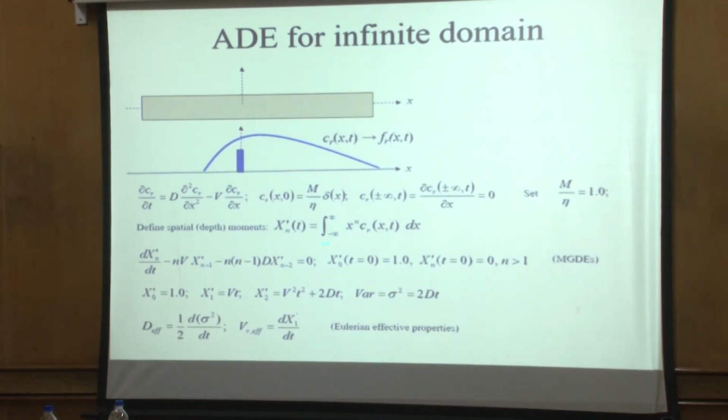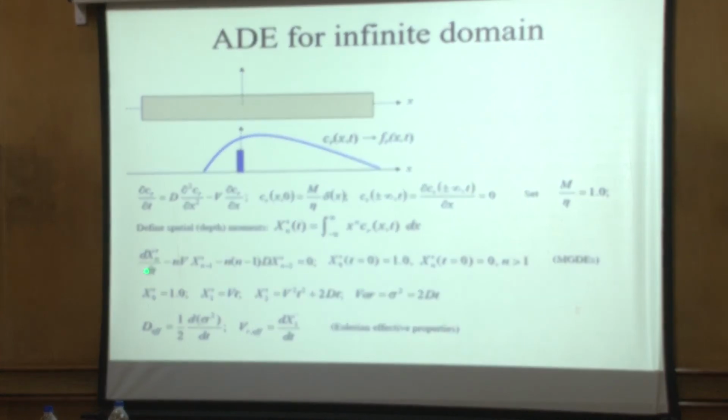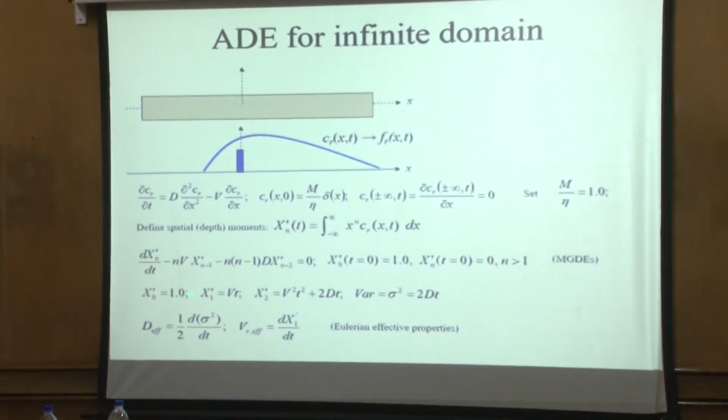X sub 0 is basically known from this. I substitute x sub 1, solve for it, then I go to n equals 2, by then I'll have solved for n equals 1, so I'll have the lower order moments. So I keep doing this for higher order moments, one at a time. Okay. So basically if I do n equals 0, the spatial moment is equal to 1.